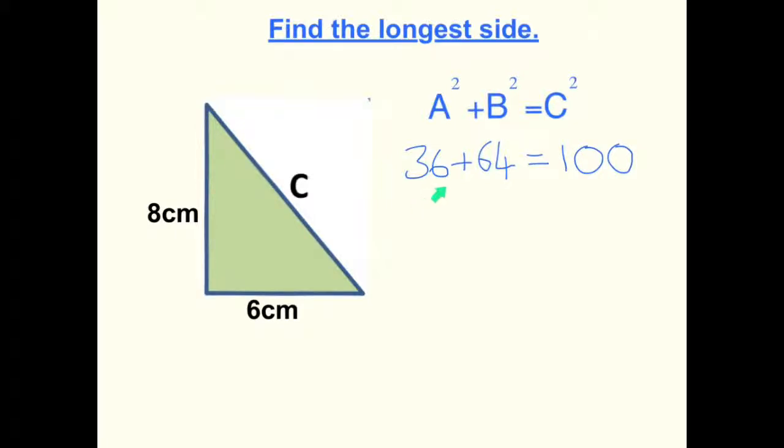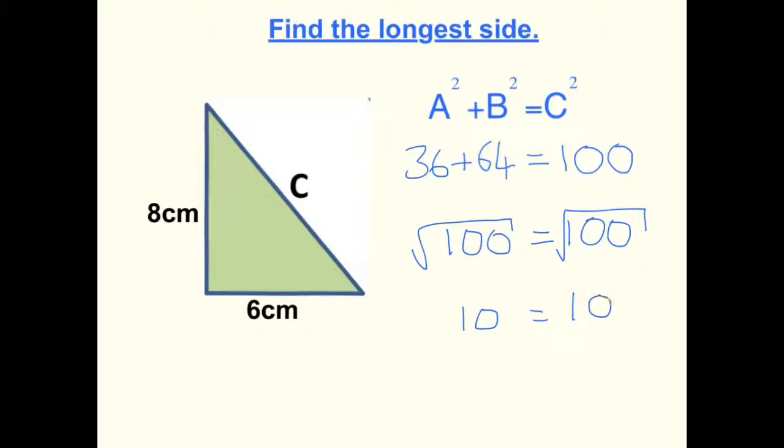Now remember, these values at the moment are all squared. So if I add 36 and 64 together, I get 100, and that equals what c squared is over this other side, which is 100. Again, remember these values are both squared, so I'm now going to square root both of those values. Square root of 100 is 10. So that's now proving the fact that a squared plus b squared equals c squared, and I've also found the length of the side that I'm after.